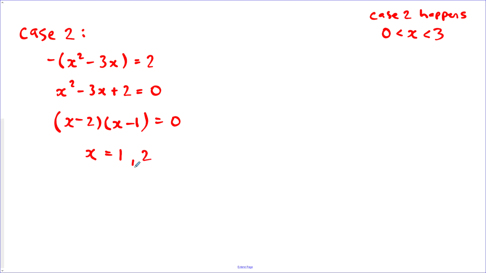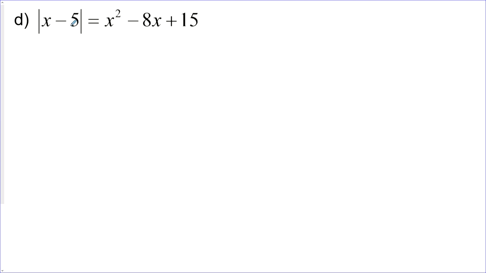Now I just need to check with my restrictions. Looks like 1 and 2 are both in between 0 and 3, so they're both good solutions. So this question actually has 4 good solutions to it. Next example has a quadratic outside the absolute value and a linear inside.